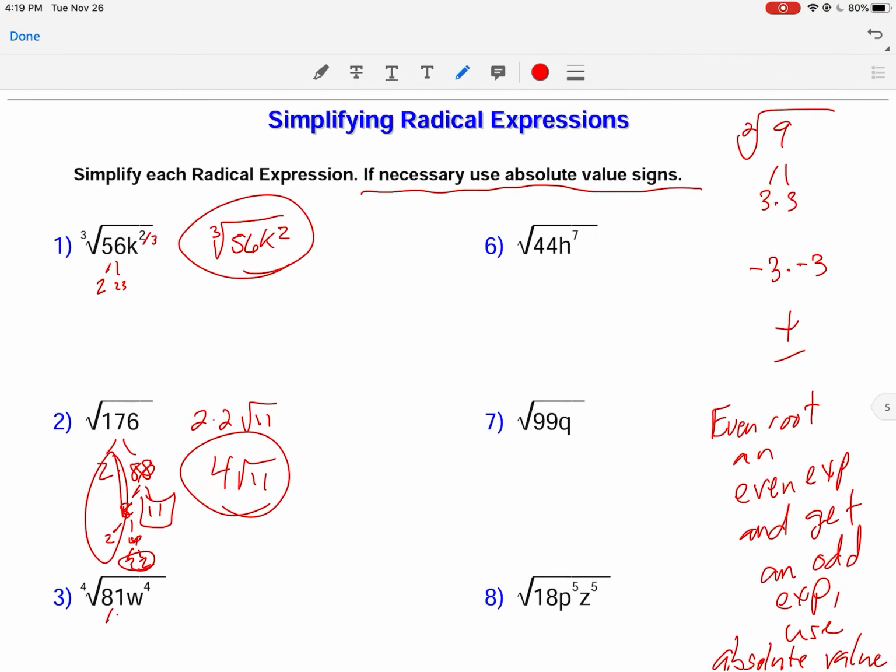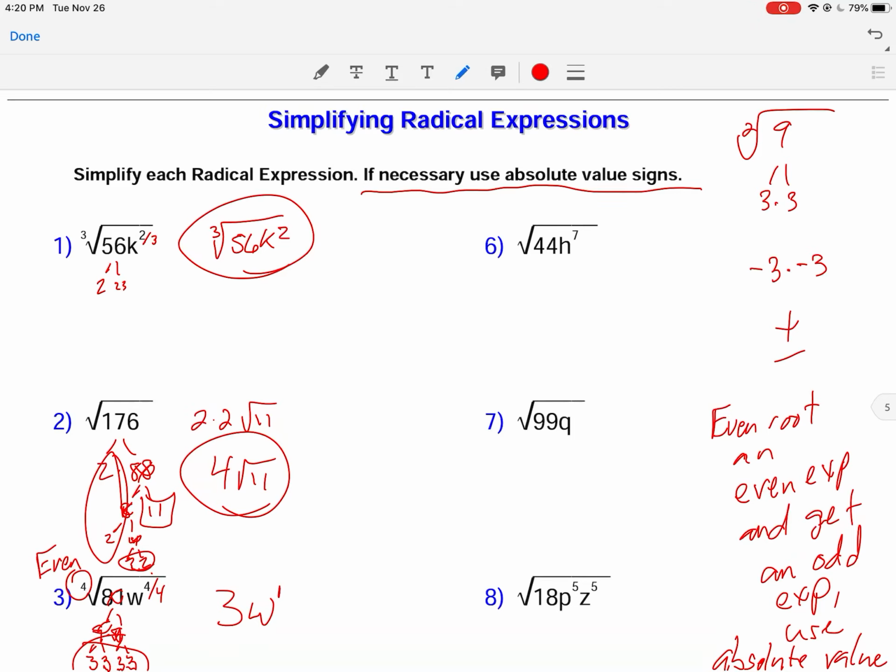But let's look at number 3. 4th root, 81's 9 and 9. I don't pair up, square up, because I'm looking for pairs of 4. I go 3 and 3, 3 and 3. Everybody's broken. There's my 3. So 3 is going to come out. Now when I divide the w by 4, 4 goes into 4 once. I just get w to the first.